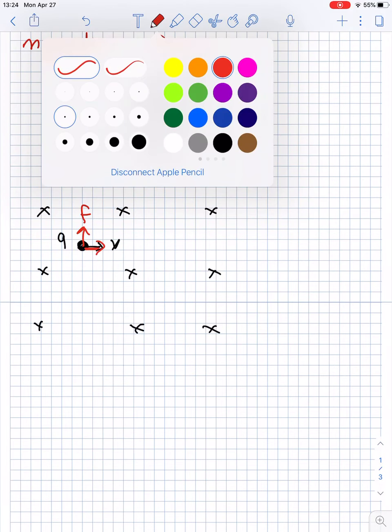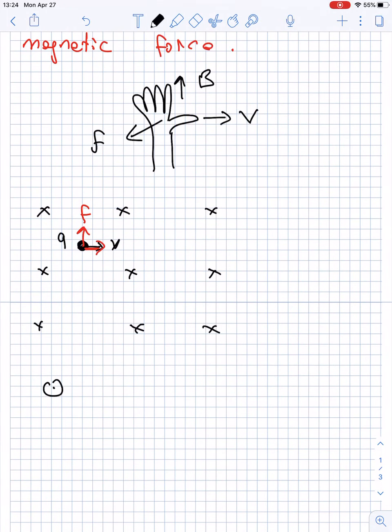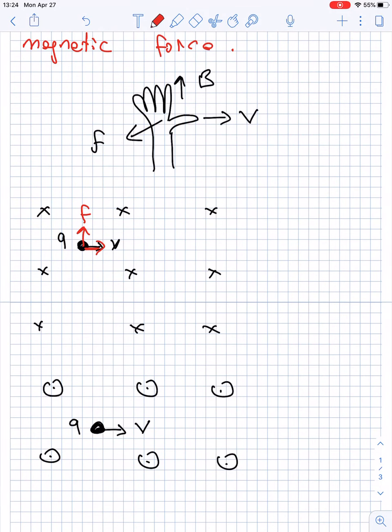And if the magnetic field is out of the page, and here also we have a charge moving in the positive direction with a velocity, how can we find the magnetic force? My thumb shows the direction of the velocity, my fingertips point out of the page, and my palm, the direction of the force, is downwards.